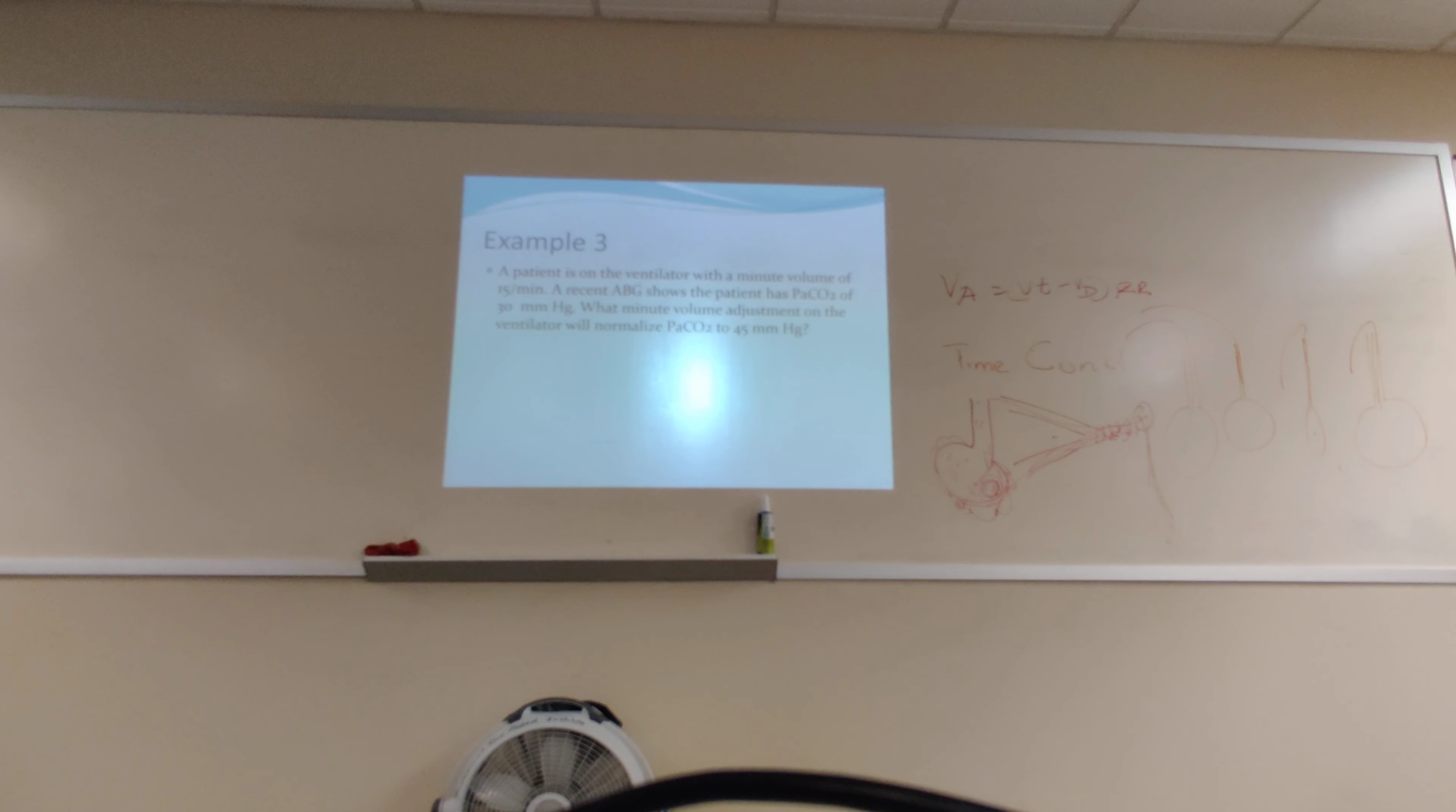Number 3, a patient is on the ventilator with a minute volume of 15. A recent ABG shows the patient has a CO2 of 30. What minute volume adjustment on the ventilator will normalize the CO2 to 45? The same formula, other than I plug in minute volume. So we'll go known minute volume times known CO2 divided by desired CO2. The answer is 10, so we're going down here.